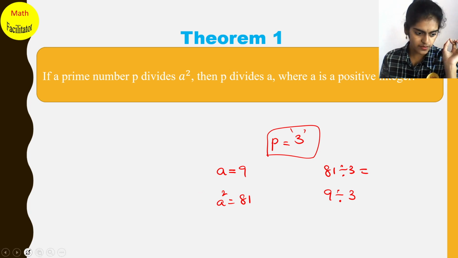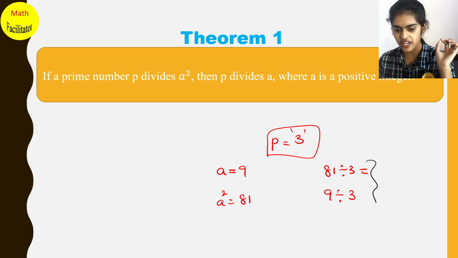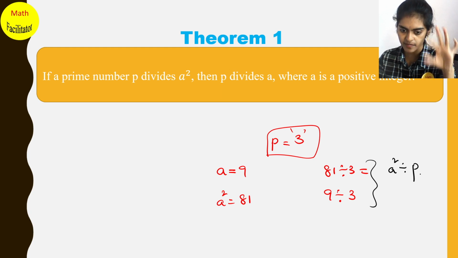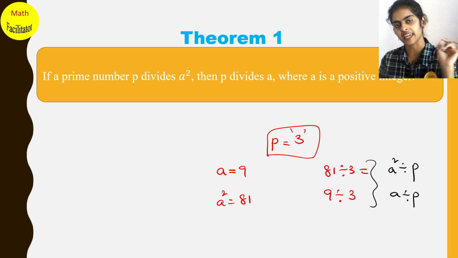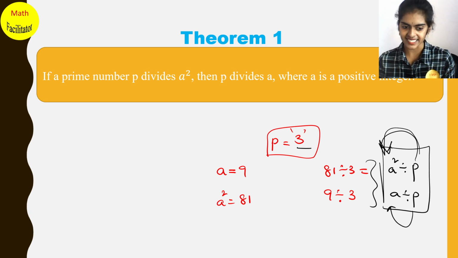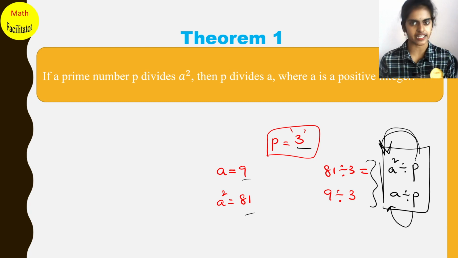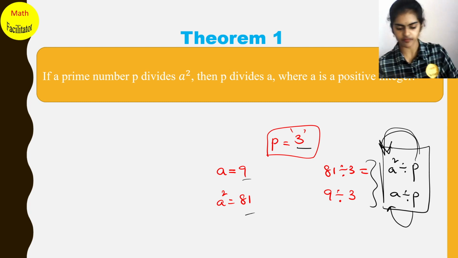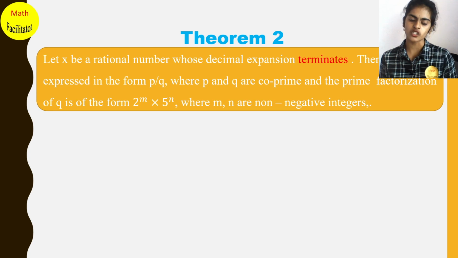Here I gave you an example. Without the example: if P is a prime number and P divides A square, then P also divides A. Clear with this? For example, I have taken P as 3 and A as 9, so A square is 81. You can take any example for that case. Let's move on to the next theorem.